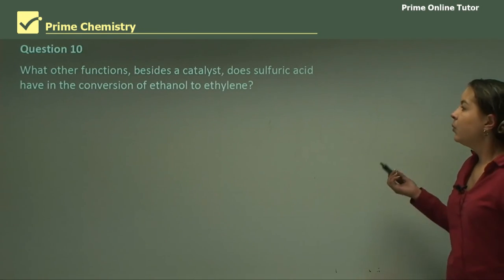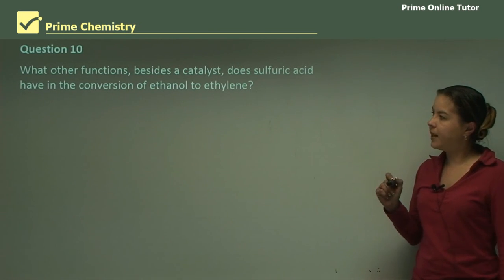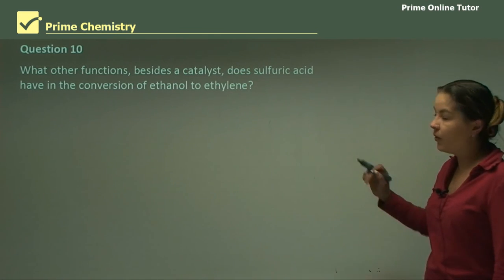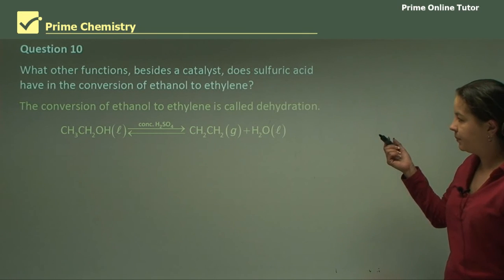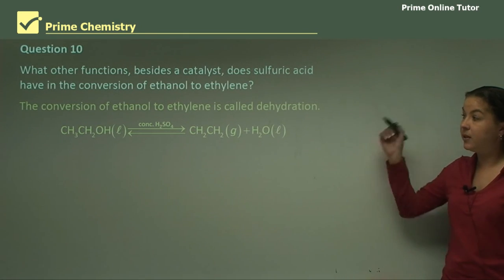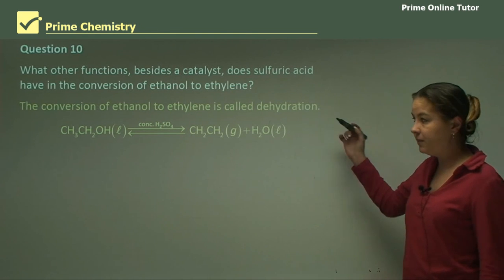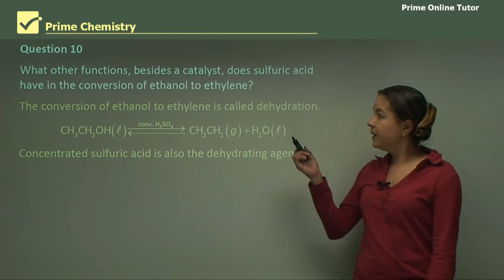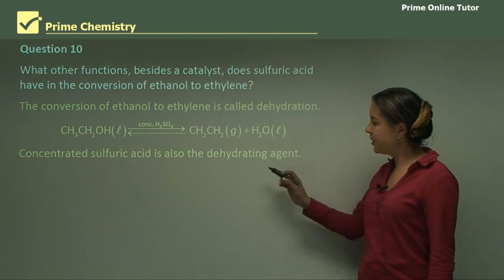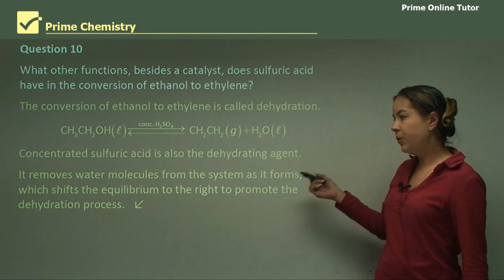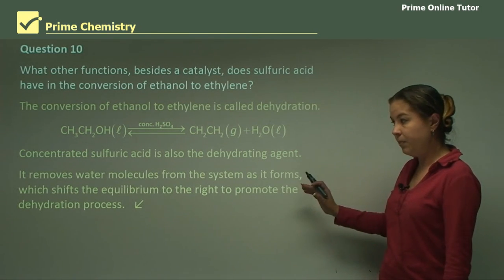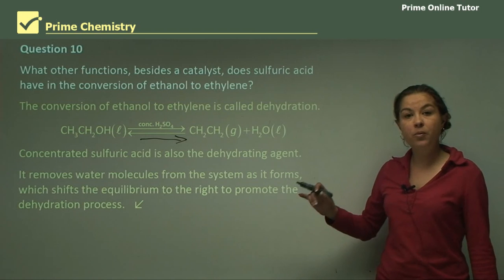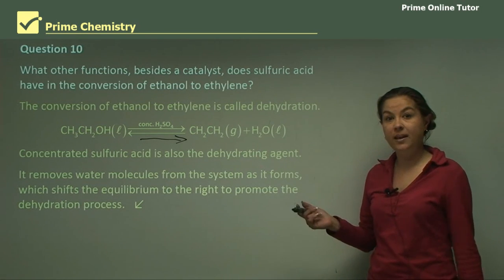Question 10, finally. What other function besides a catalyst does sulfuric acid have in the conversion of ethanol to ethylene? Remember, there were two different functions, one of which is a catalyst, the other one. The conversion of ethanol is called dehydration. Concentrated sulfuric acid is also the dehydrating agent. So not only is it a catalyst in this process, it's also a dehydrating agent. It removes the water molecules from the system as they form, which shifts the equilibrium to the right to promote the dehydration process so that we get more ethene.